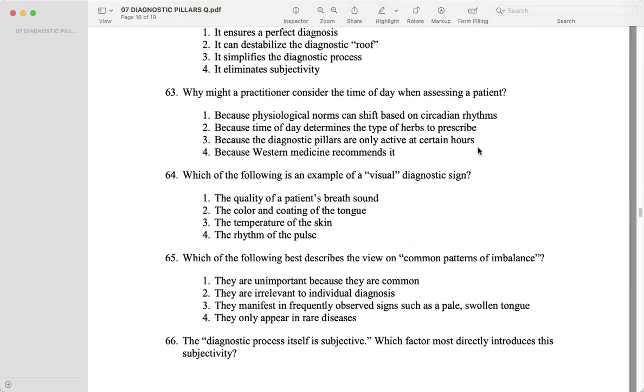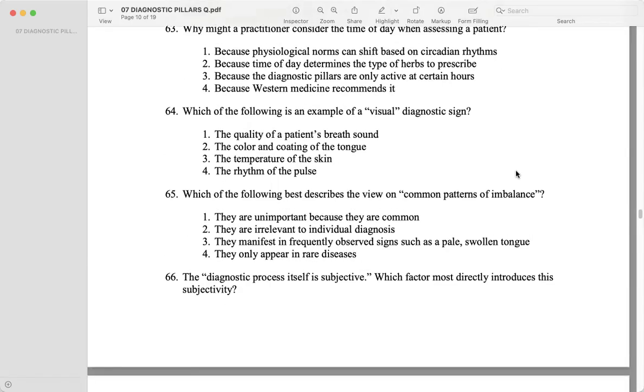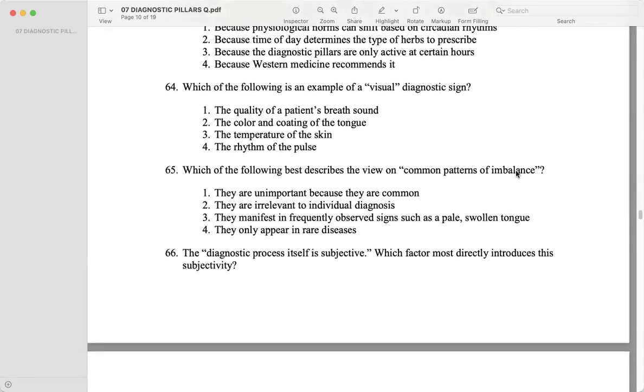Why might a practitioner consider the time of day when assessing a patient? Because physiological norms can shift based on circadian rhythm. Correct. Which of the following is an example of a visual diagnostic sign? The color and coating of the tongue.